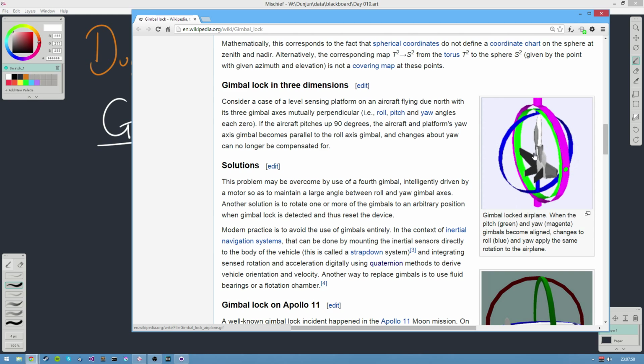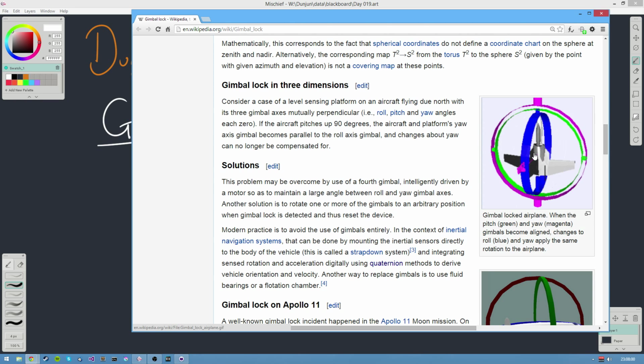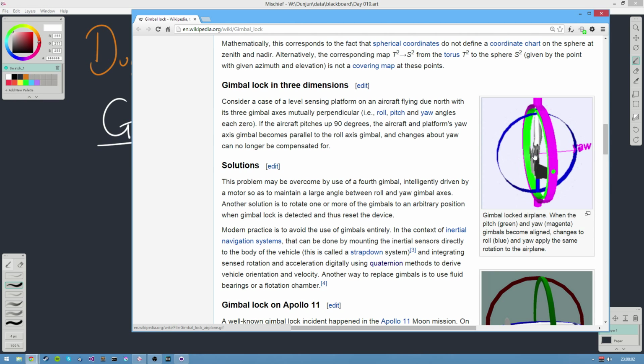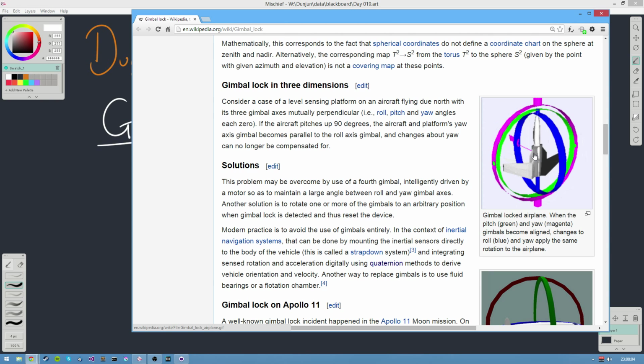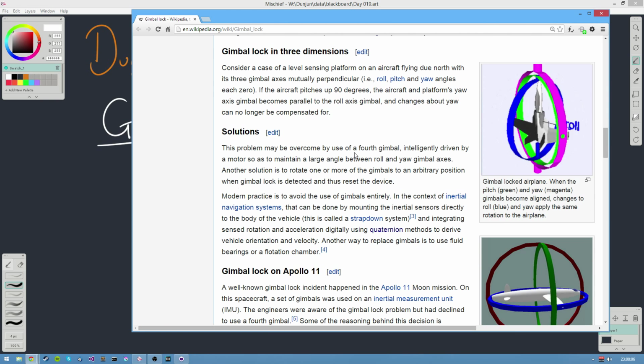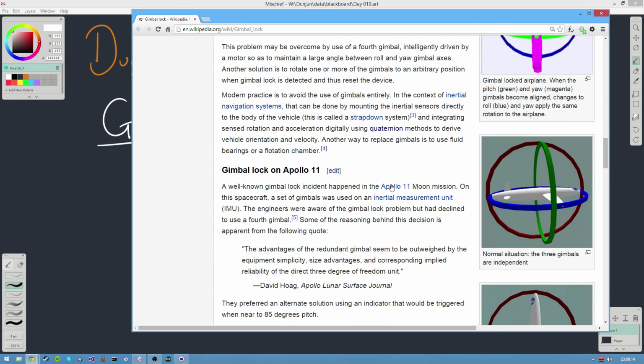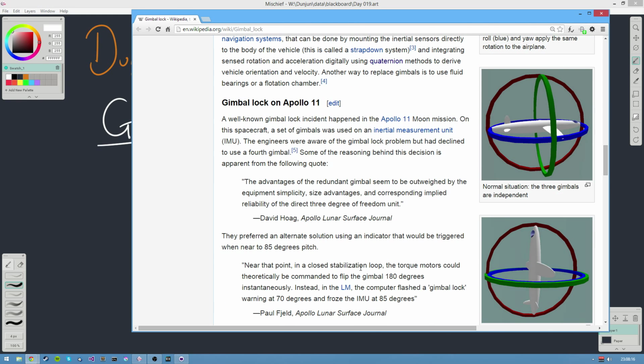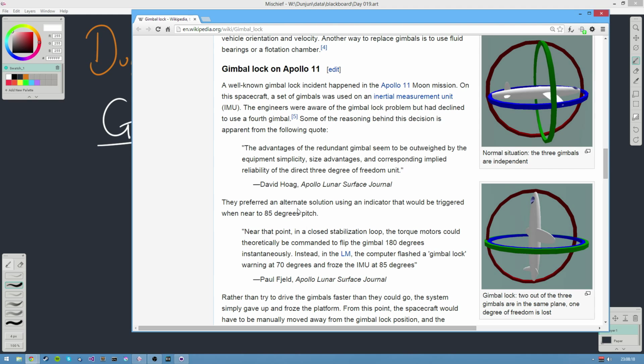In Quaternions, this doesn't happen. Only one Quaternion represents one orientation. Again, there are workarounds to this problem, hard solutions. For instance, maybe add an extra gimbal. That's what they tried to do on the Apollo 11, and then they tried to just say that when you get to 85 degrees you stop.